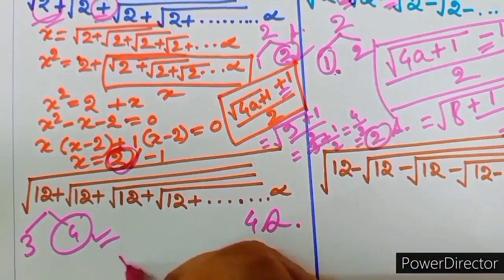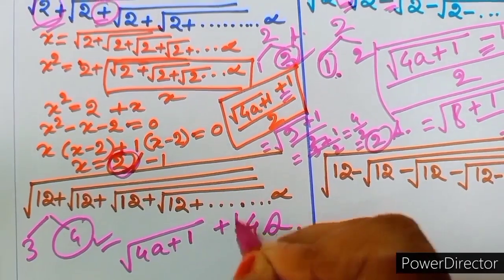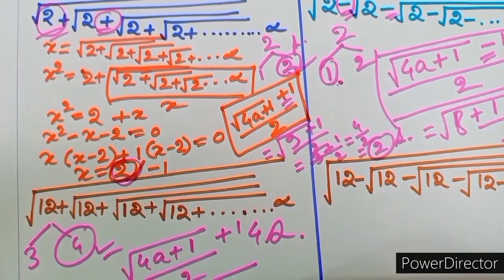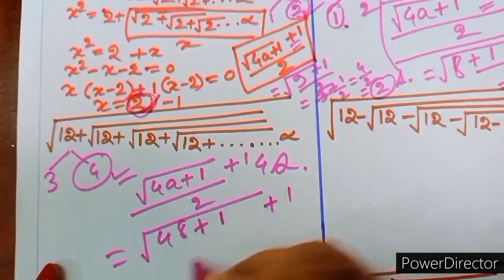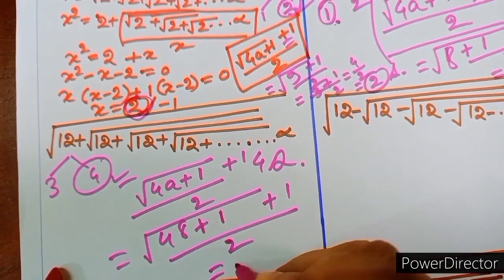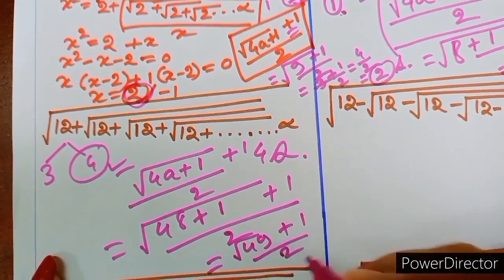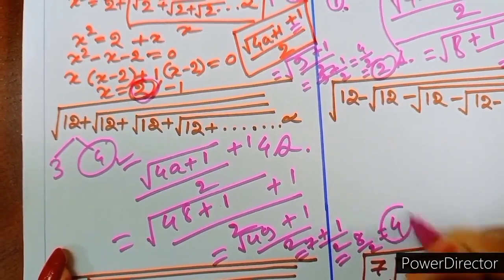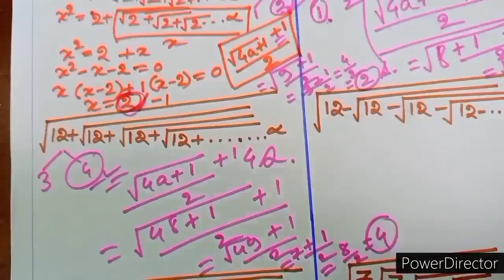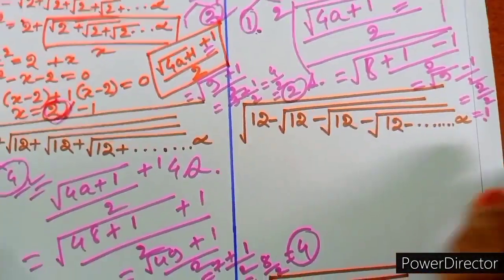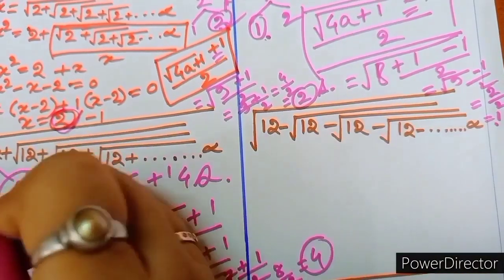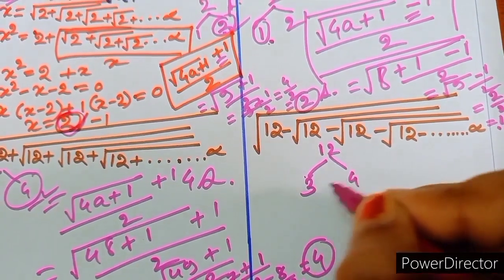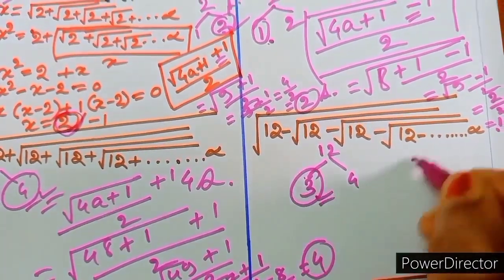We also do it with the formula root 4a plus 1 by 2, where a equal to 12. So root 48 plus 1 by 2. So root 49 plus 1 by 2 means 7 plus 1 by 2 equal to 8 by 2 equal to 4. So 4 is the answer. And here root 12 minus root 12 minus root 12. Here also the lower part is the answer. 12 is divisible by 3 and 4 and the difference between 3 and 4 is 1. So we take the lower part. So 3 is the answer.